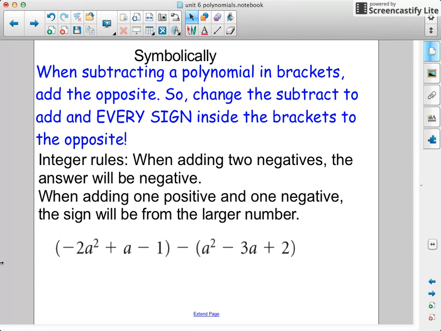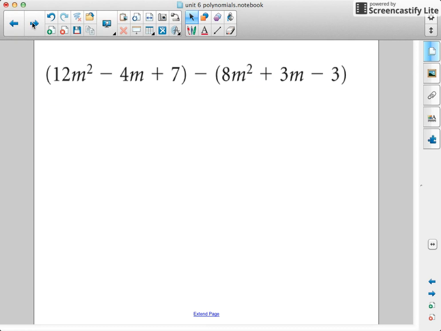The integer rules: when adding two negatives, the answer will be negative. When adding one positive and one negative, the sign will be from the larger number. So we're going to take a look at some examples like the one seen here. Let's look at this one here.